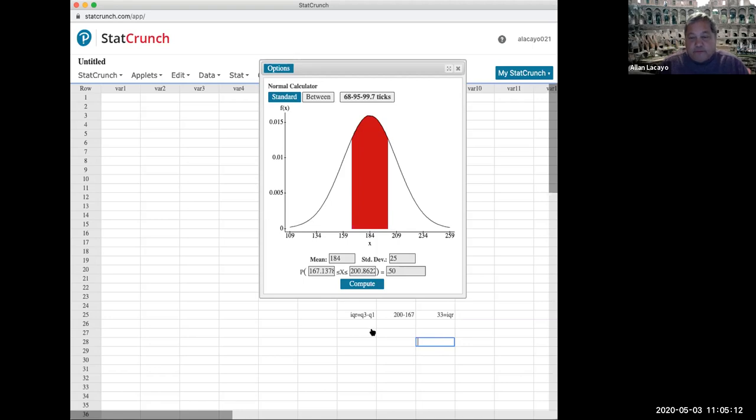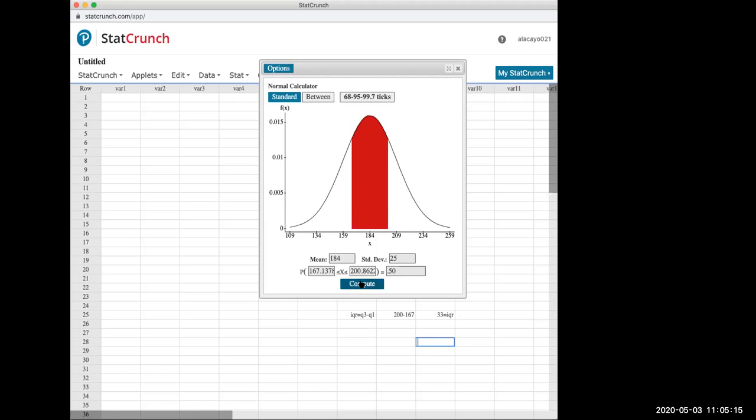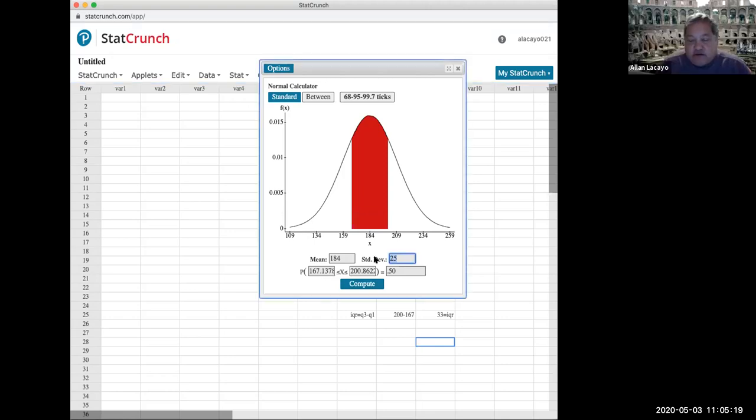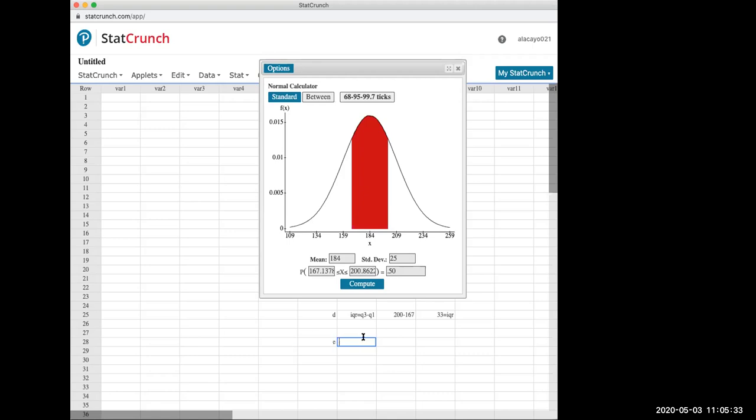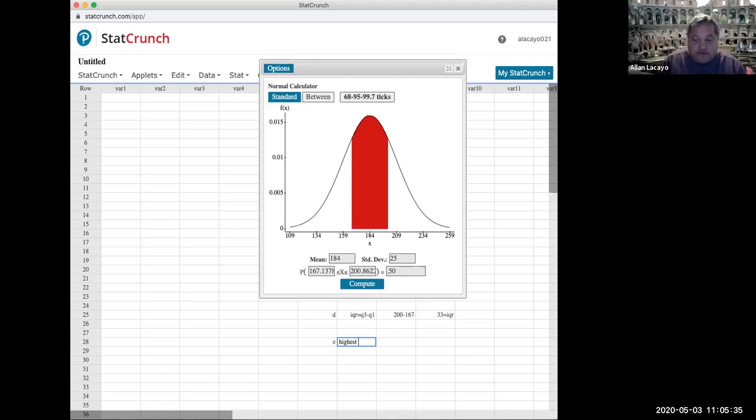Okay. I got 39. So it varies depending on what the standard deviation is. So everybody's will be different. And then part D was the IQR. Part E is the highest 15%. What are the cholesterol levels?